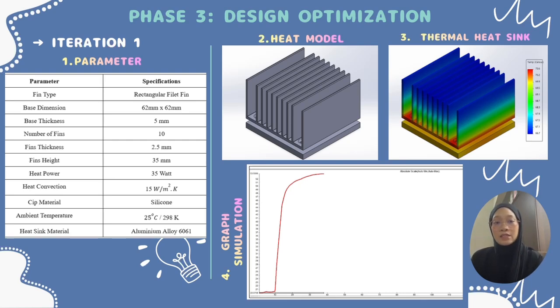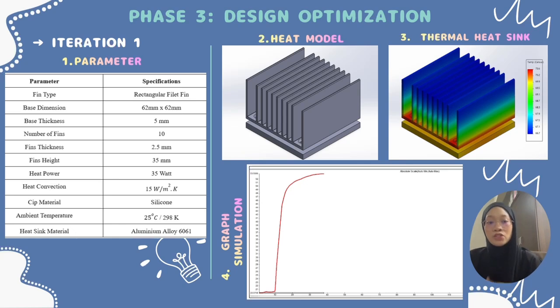Firstly, the design parameters such as the fin type, dimensions, material and operating conditions were defined based on what I have shown in the table here, where a heat load of 35 watts is applied and the ambient temperature is 25 degrees Celsius. Next, the heat sink model was simulated to analyze its thermal performance. From the thermal simulation results, the maximum temperature obtained is 70.6 degrees Celsius, which occurs at the base of the heat sink where the source is located. The temperature gradually decreases along the fins, which indicates that heat is being effectively transferred from the base to the surrounding air through convection.